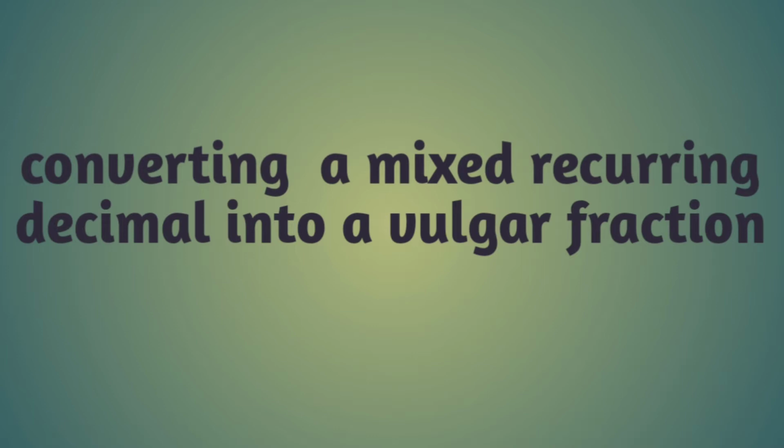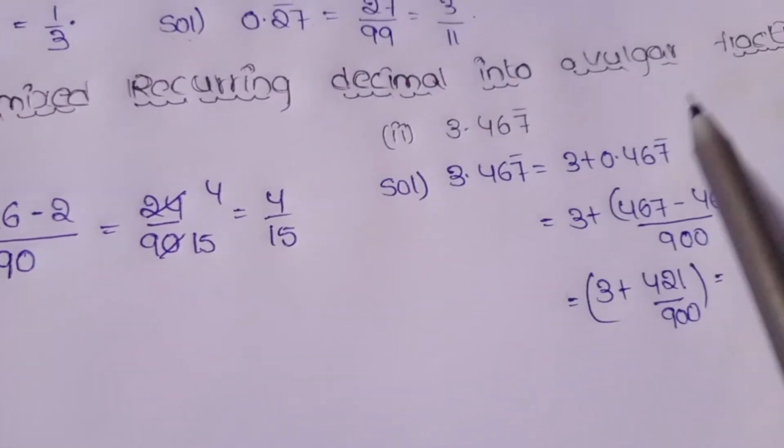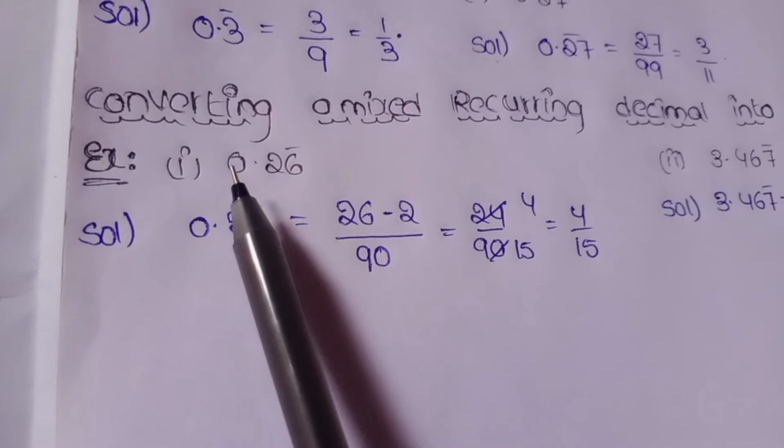The rule for converting a mixed recurring decimal into a vulgar fraction is: take in the numerator the difference between the number formed by all the digits after the decimal point and that formed by the non-repeating digits. In the denominator, take as many nines as there are repeating digits and as many zeros as the number of non-repeating digits. Let us see some examples for understanding. Converting a mixed recurring decimal into a vulgar fraction. Let us see one example.